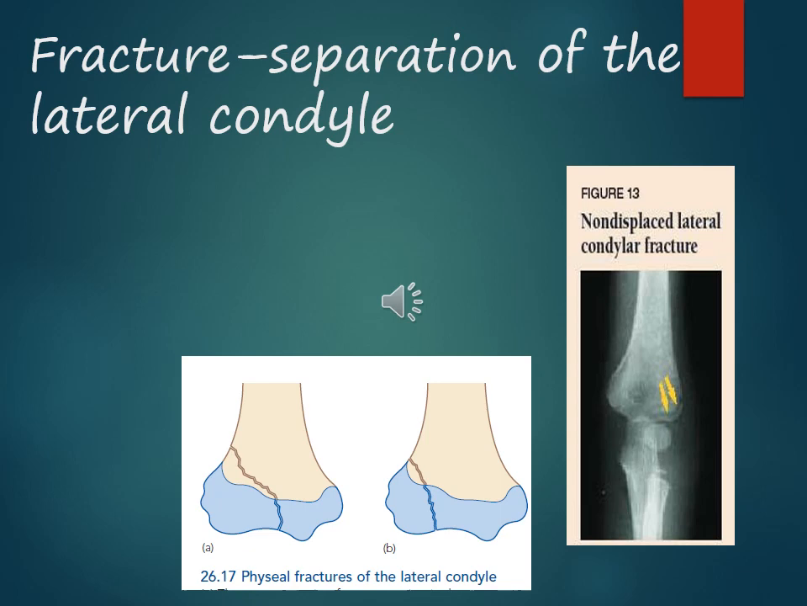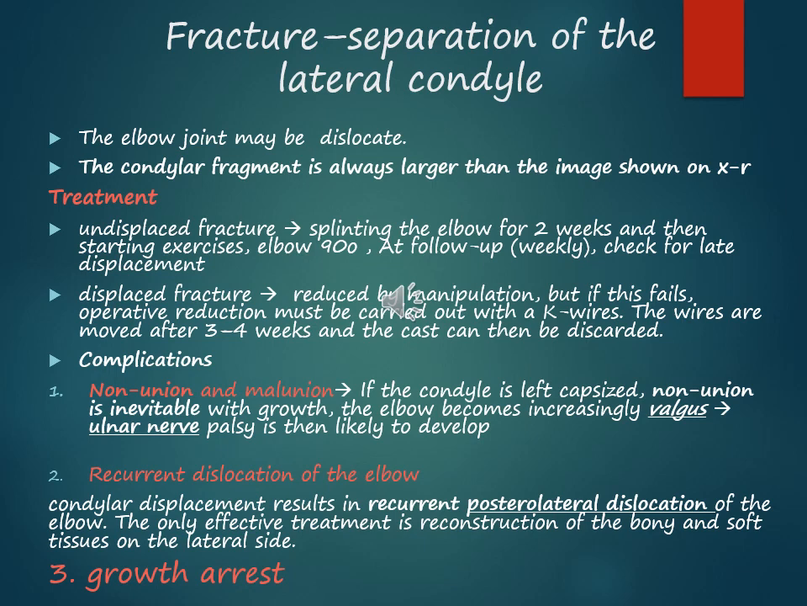If you look at the x-ray on the right-hand side, you can see a fracture line indicated by the yellow arrows with a small bony fragment underneath. So this can be mistaken for a minor or a small fracture. But as I said earlier, this is a huge fragment that is fractured. The principles of treatment of this fracture are similar to any other fractures.